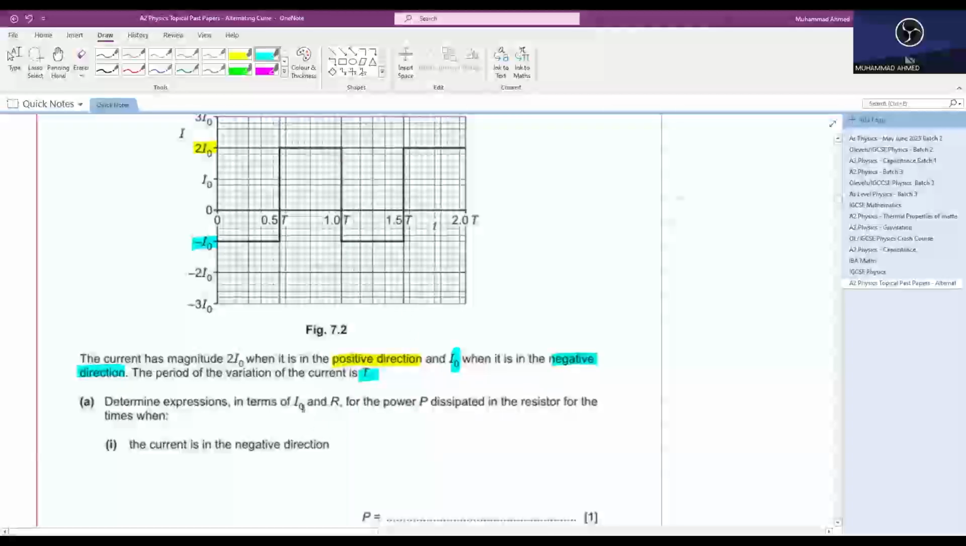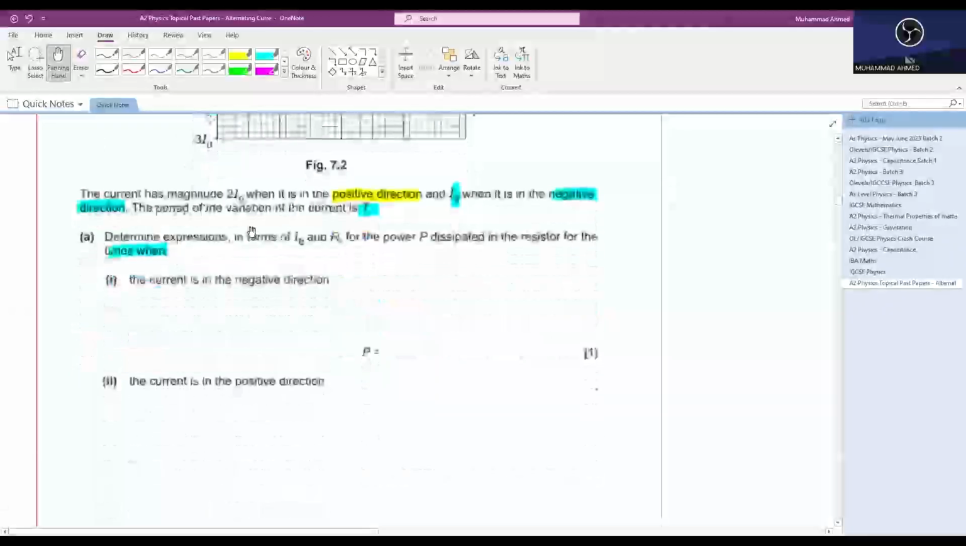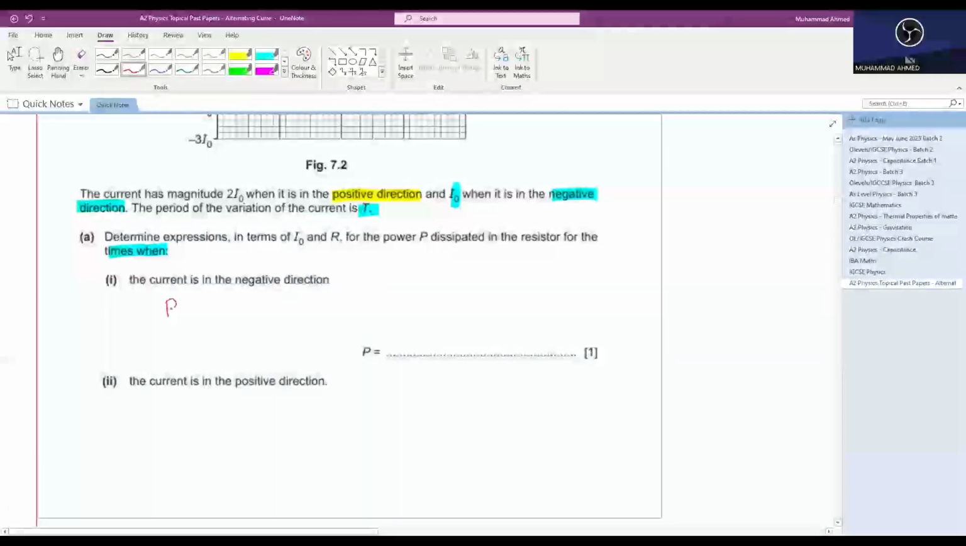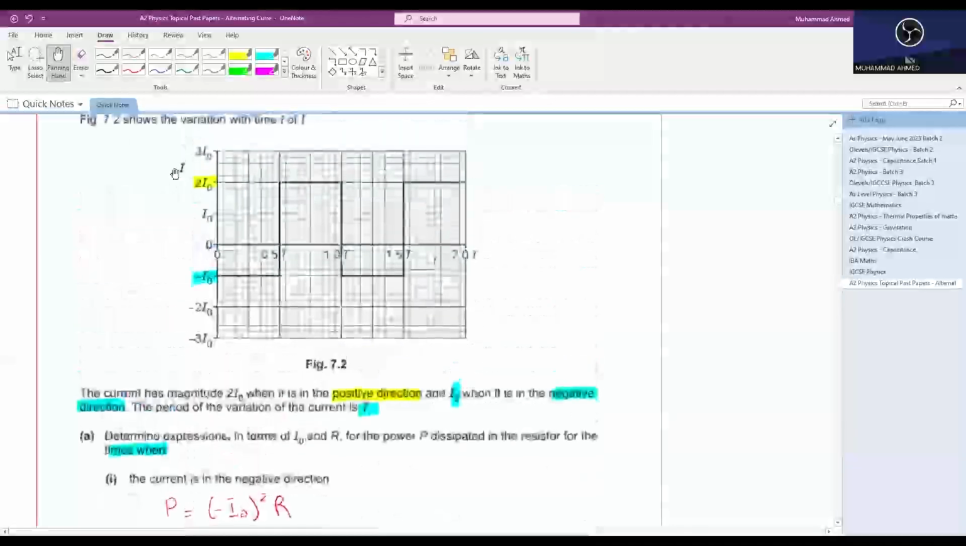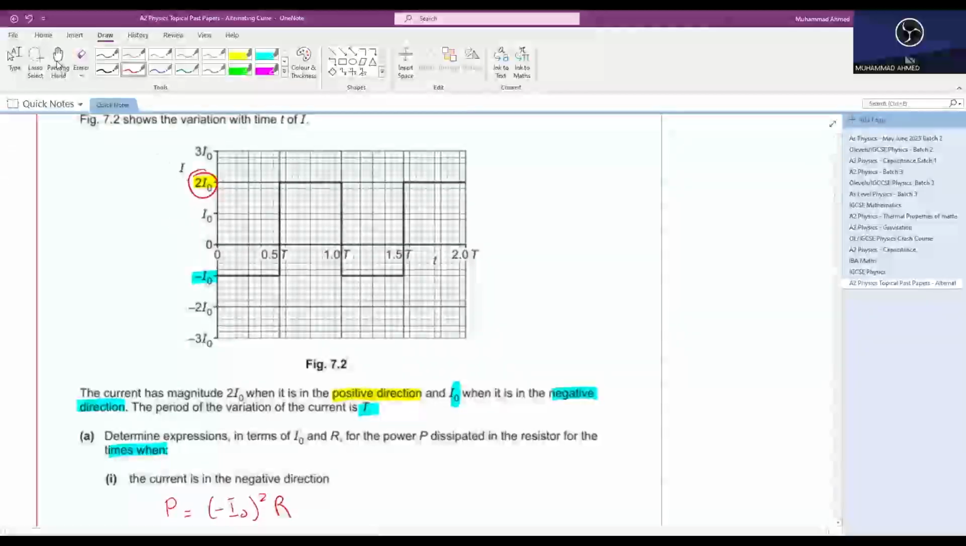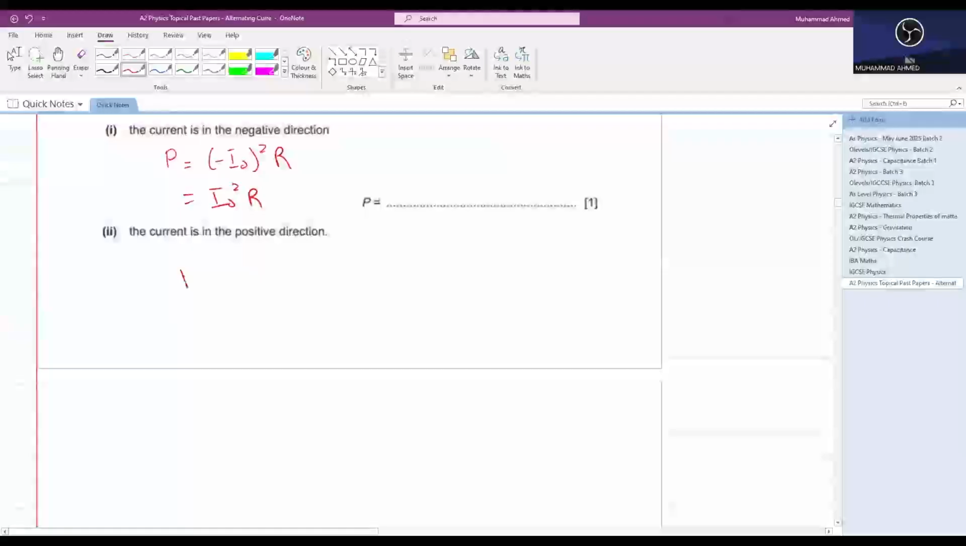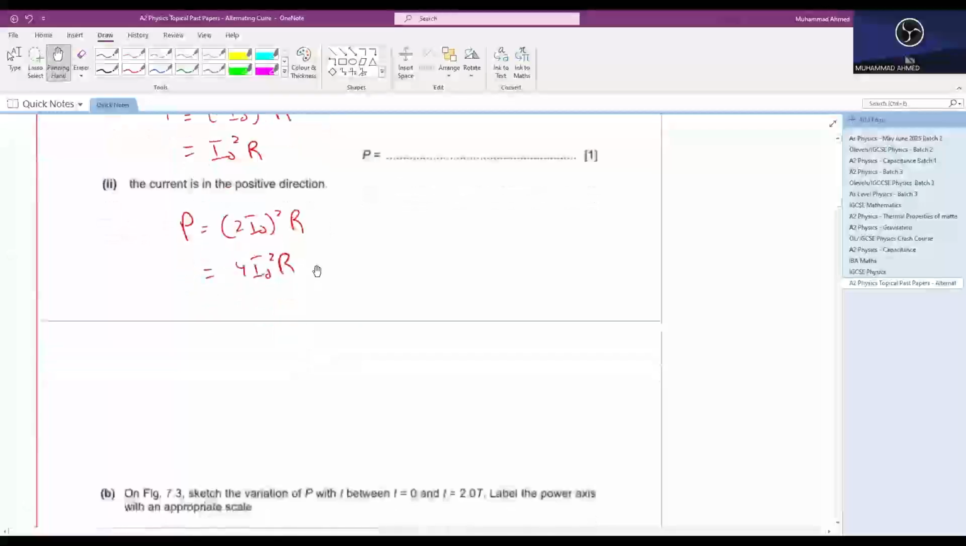Determine, in terms of I naught and R, the power dissipated in the resistor when the current is in the negative direction. If the current is in the negative direction, what will your power be? Power is equal to negative I naught squared into R, which comes out to be I naught squared R. When you are in the positive direction, your current is 2 I naught. So the power is 2 I naught squared into R, which becomes 4 I naught squared R. This is your power in the positive direction. Let's move ahead.